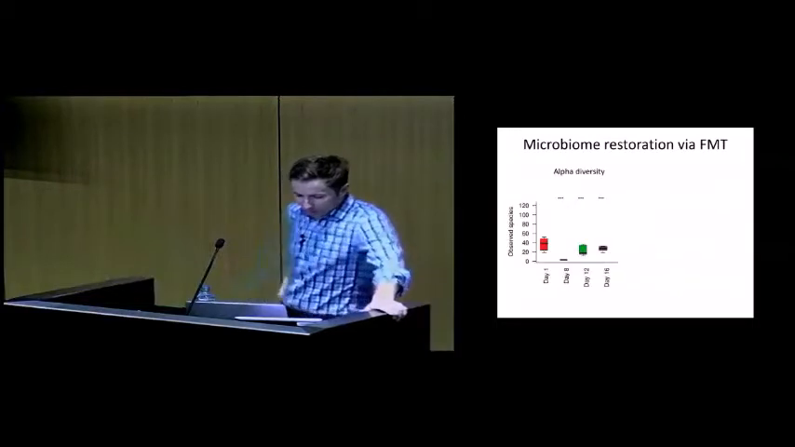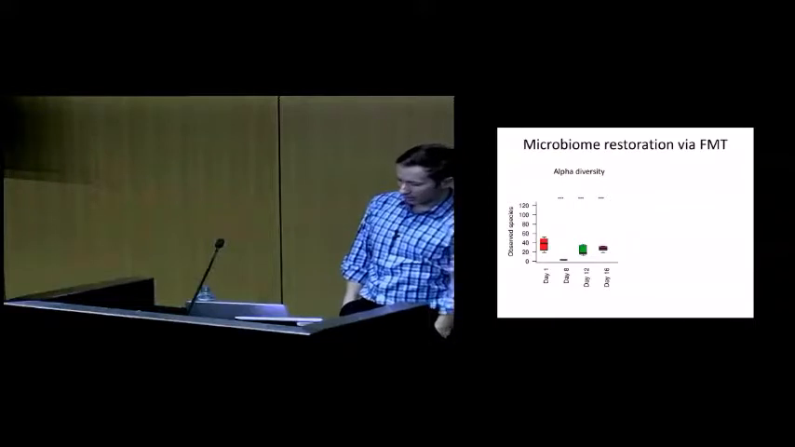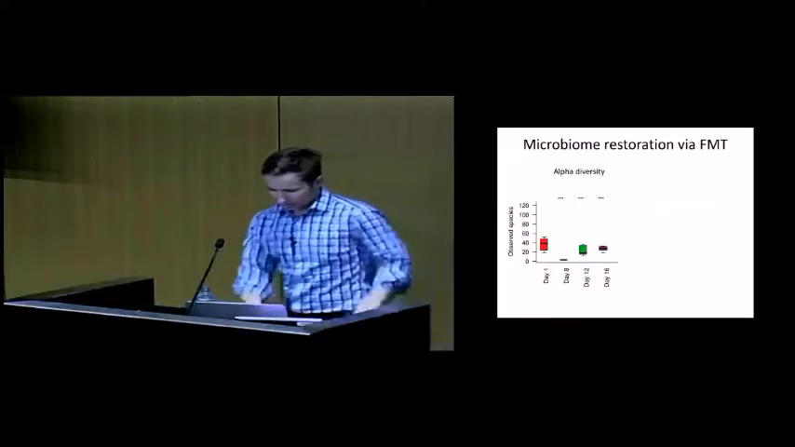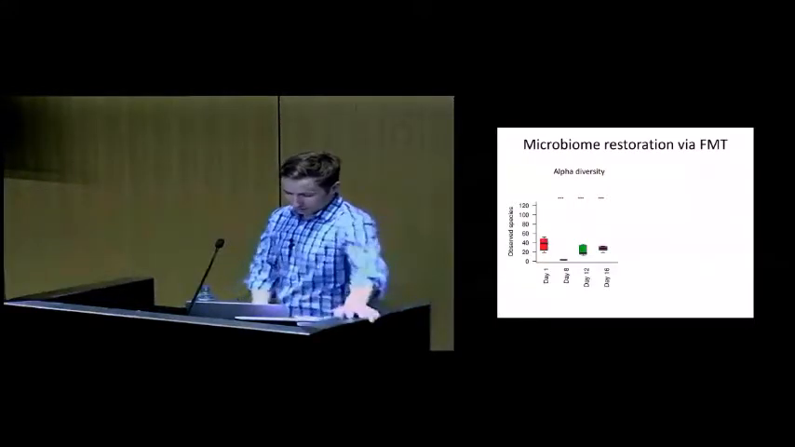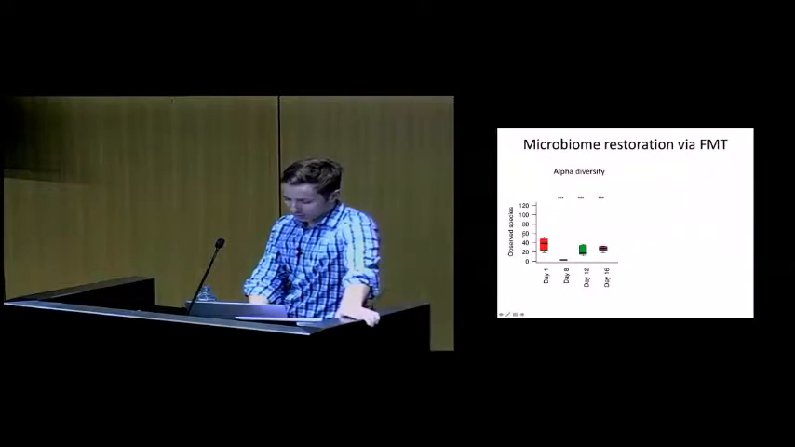And what we found was that in the mice who did not get FMT, the diversity decreased significantly after getting the chemo. So these are actually the mice who had antibiotics and chemo.